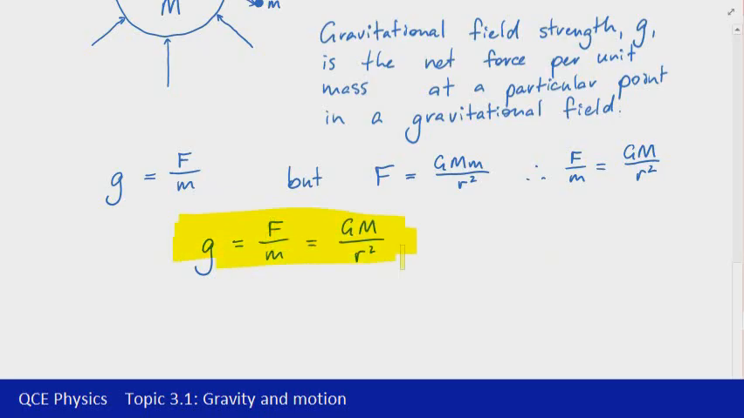So you can see there are two ways to figure out what the gravitational field strength is around an object. Either measure the force that's acting on a small mass, divide the force by the mass, and we get the gravitational field strength. Or if we know some properties about that object, so in this case the mass of the Earth and the radius of the Earth, we can figure out what the gravitational field strength is in that situation. So let's have a look at that.